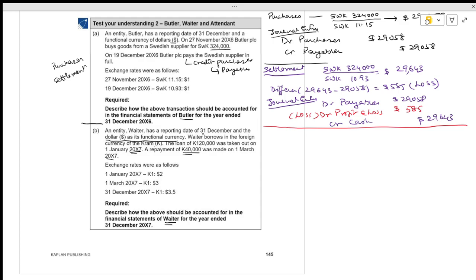Okay, this is the solution. What is the transaction amount? Transaction amount is how much? How much have they taken as the loan? They have taken a loan of 120. Is it right? 120.